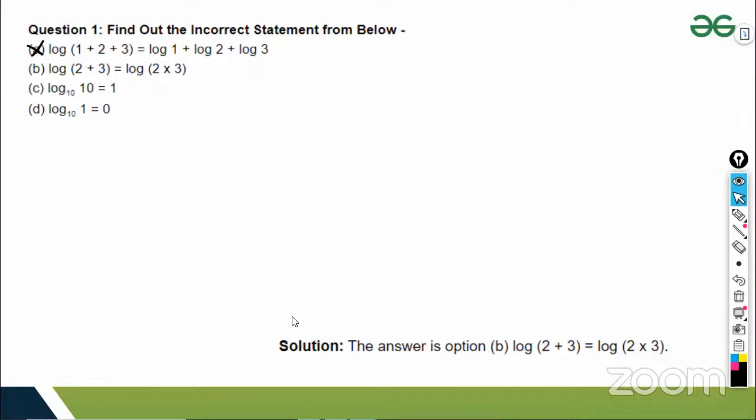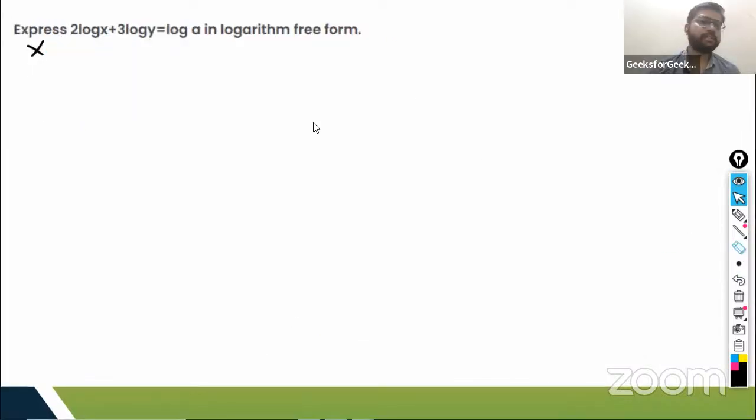Okay. Great. I thought this one is an easy question and there is no need to explain more. So that's why I left that question. But anyway, solve this question. Express 2 log x plus 3 log y is equal to log a in the logarithm form free.